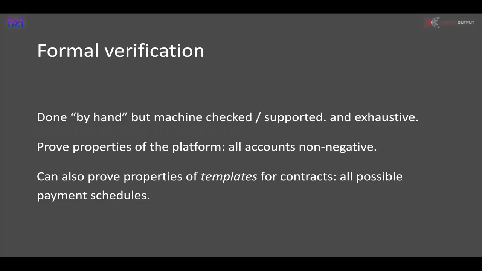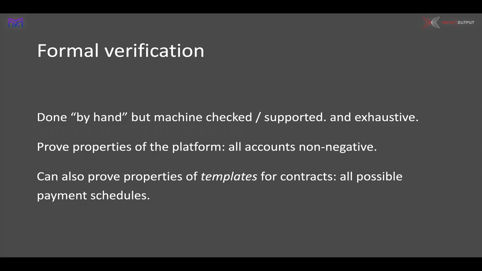What we've done is we've been able to prove properties of the implementation of Marlowe. So we can prove things about the whole system, as it were. And we could also, in principle, we've not got round to this, but we could prove properties of templates for contracts. So all possible payment schedules. Irrespective of the notional and the discount, irrespective of start date and end date, we could show that the zero coupon bond didn't produce failed payments in the case of a guarantor, for example.